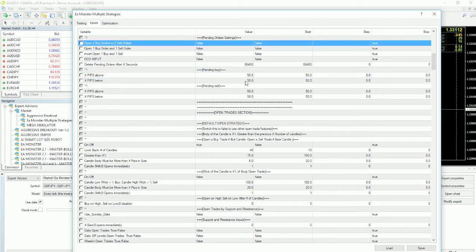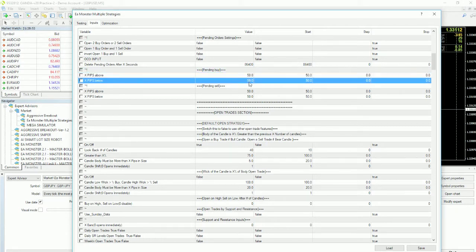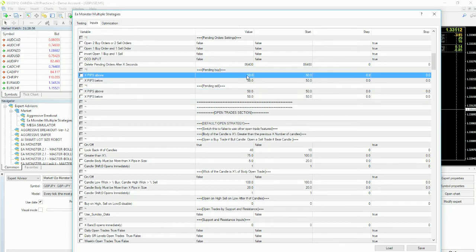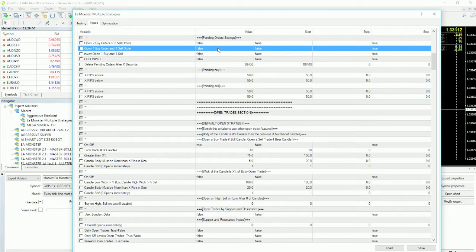But again, this is the 50 pips default. I don't recommend using that either. Using around 10 pips is usually better, but just experiment here. Open one buy order and one sell order.